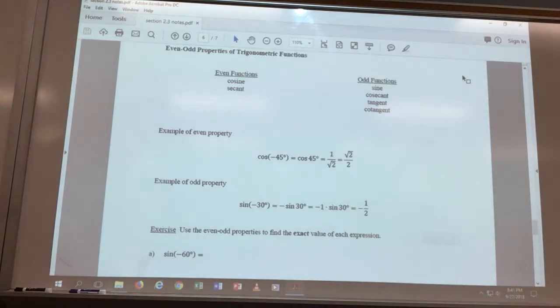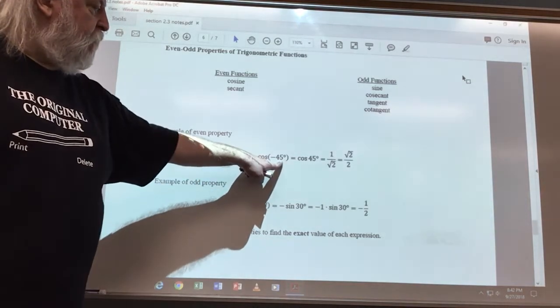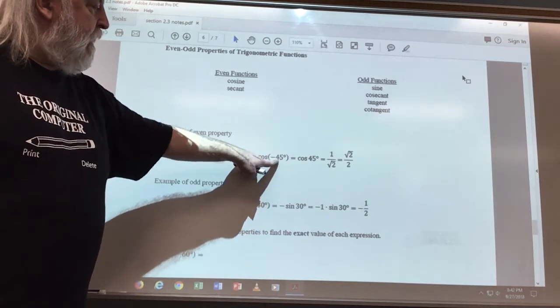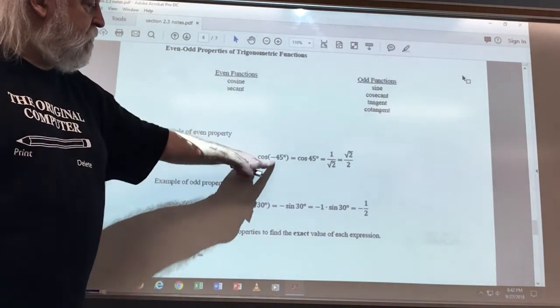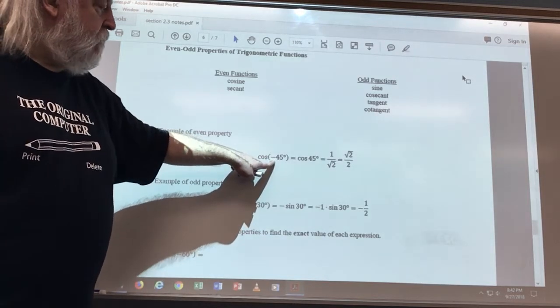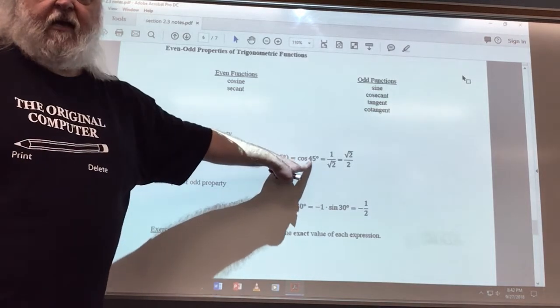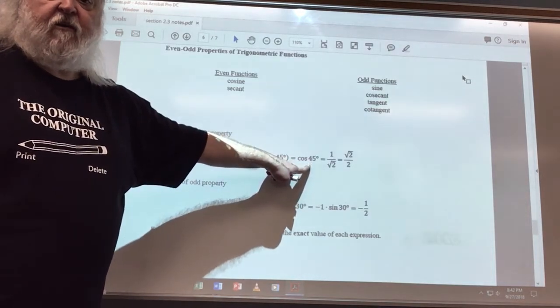So what do we mean by a function is even or a function is odd? Right? A trig function is even or a trig function is odd. And the best way to do this is just to demonstrate with an example. Okay? Cosine of minus 45 degrees. Because cosine is an even function, that means we can just drop the minus sign in front of the angle, and the cosine of minus 45 degrees has the same value as the cosine of plus 45 degrees.